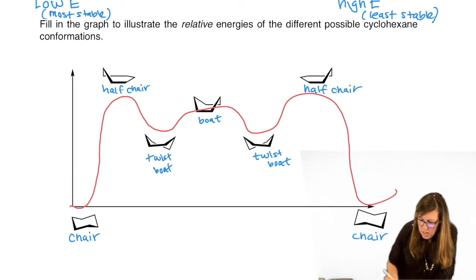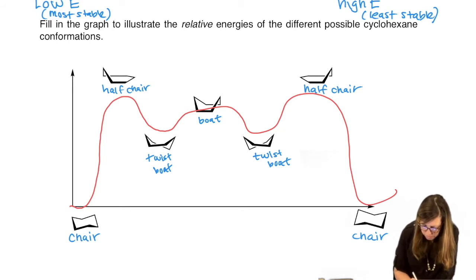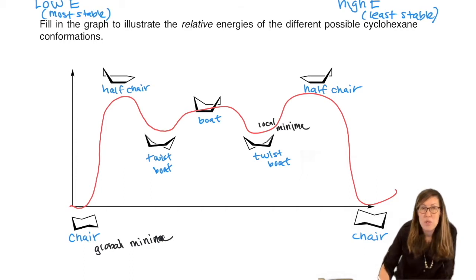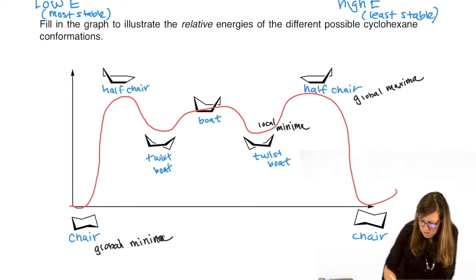So notice either chair is the global minimum. I'll put global minima because there's more than one chair. And this is a local minima. This is a global maxima. And this is a local maxima.